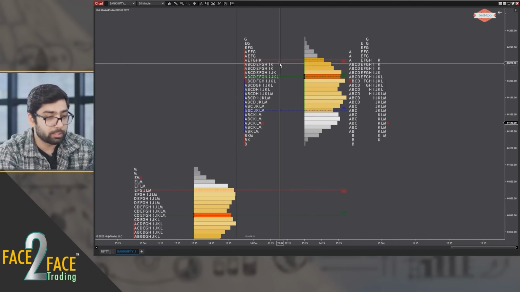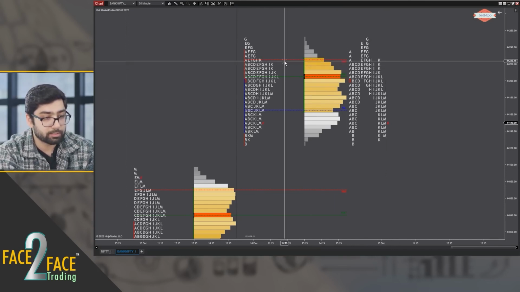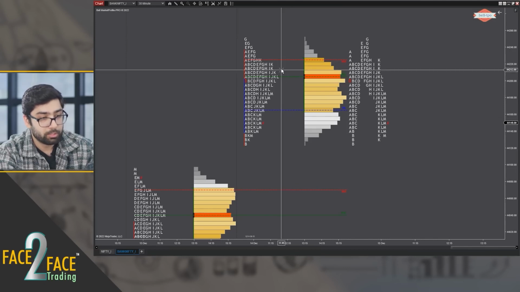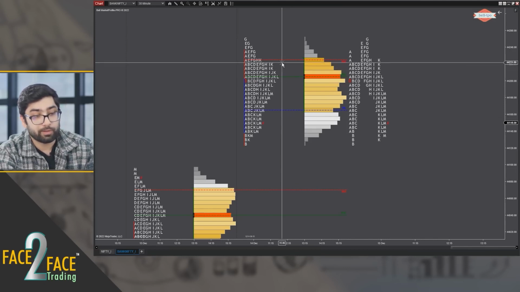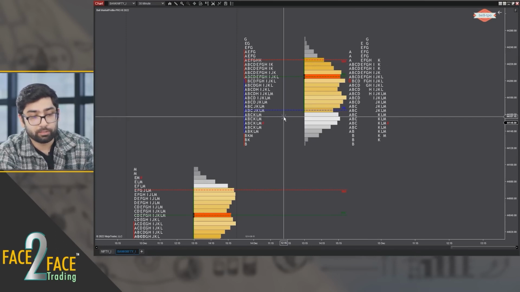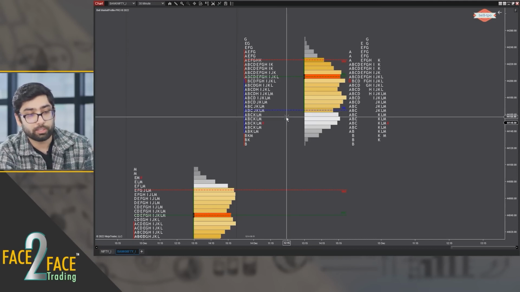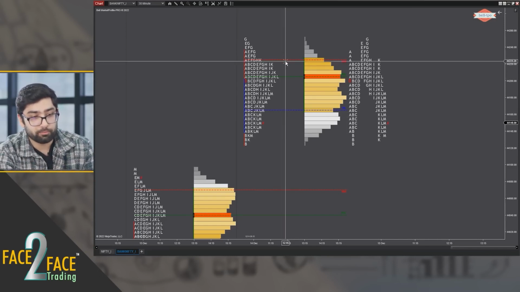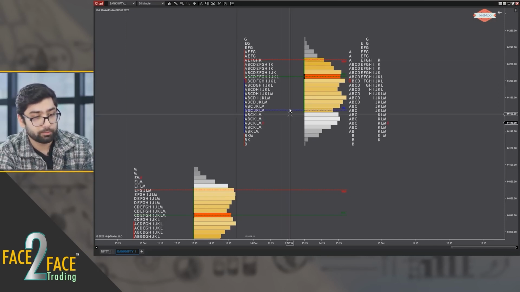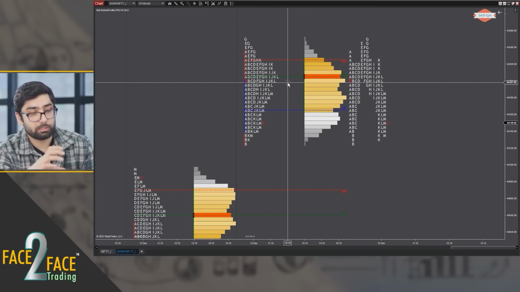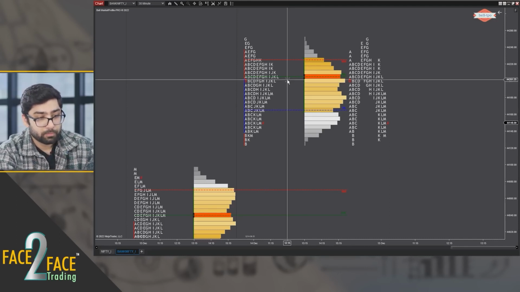Now coming to these three lines, three different colored lines, the red, the green and the blue. The red line here is actually the value area high. The blue line here is the value area low. Now these red and the blue lines, what they form is the value area. The value area that we discussed yesterday, this is formed by the red line and the blue line. इसके बीच में जितना भी area है, that is the value area.